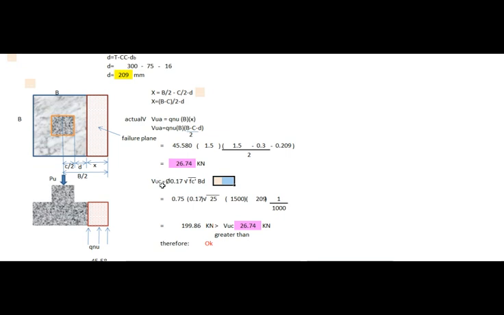Calculating the ultimate shear capacity: VUC equals phi times 0.17 times square root of f'c times big B times d. By substitution, the value is equal to 199.85625 kN, greater than 26.74 kN. Therefore, OK.